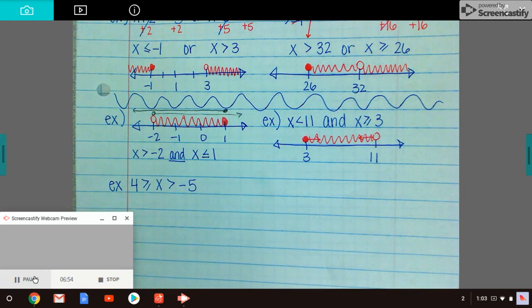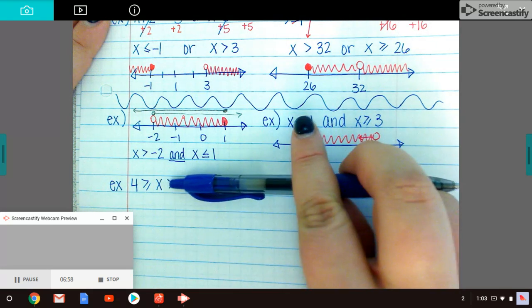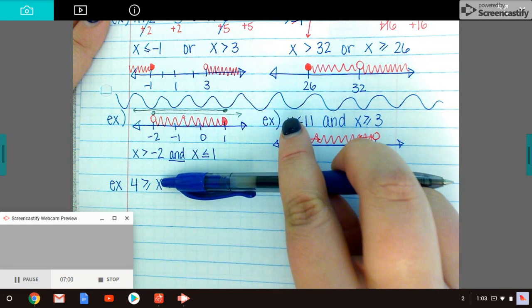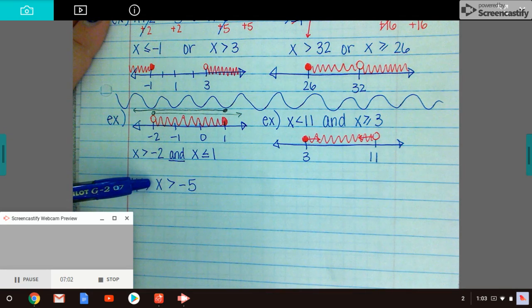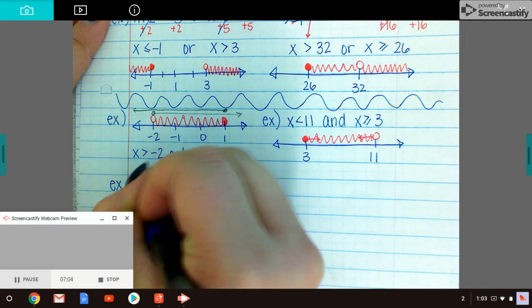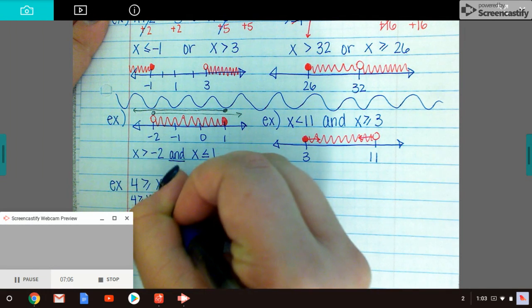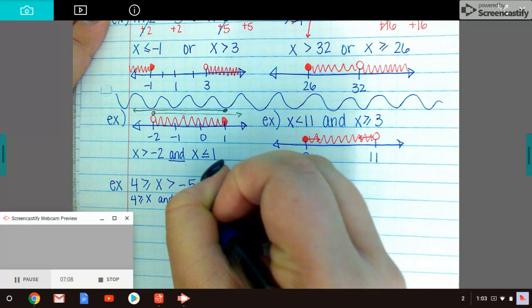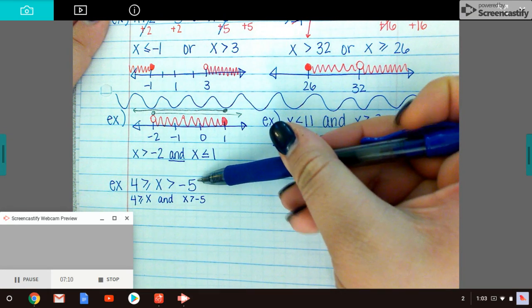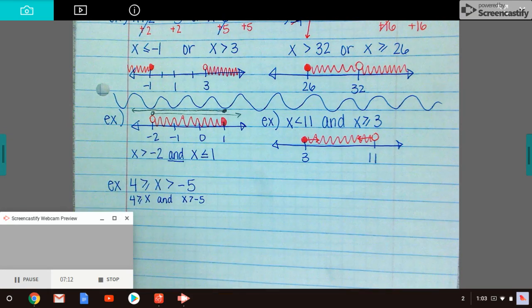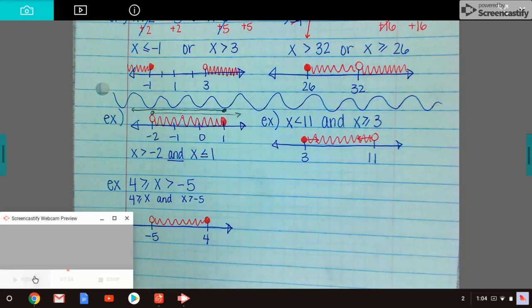All right, here's our next one. This one I wrote a little bit differently, but it is the same thing. Really, it's saying 4 is greater than or equal to x, and x is greater than -5. So I can kind of split it up into two pieces, but normally you'll see it written like it is above. We can plot both of these. Go ahead and give that a shot and then check your graph with mine. So on this one, we should have had an open dot at -5 and shaded to the right, and then a closed dot at 4 and shaded to the left.